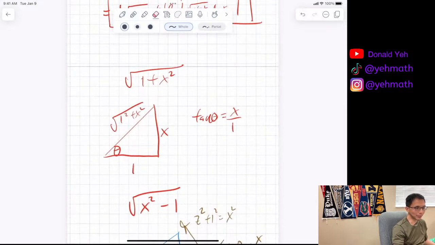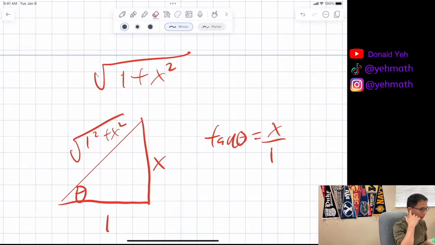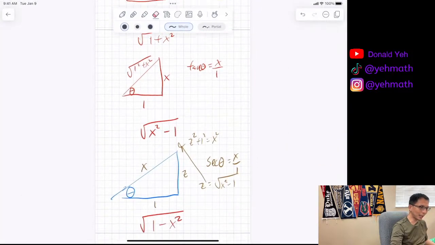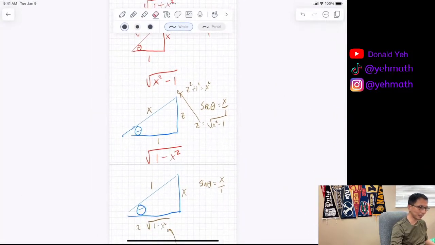First decision, if you see 1 plus x squared, we already talked about it. If it's 1 plus x squared, you have to put it in the hypotenuse. That's the only way you get a positive sign there, because a squared plus b squared equals c squared. So tangent theta is equal to x over 1. The second 2 cases that we asked, I don't know how the correct way to think about it is.